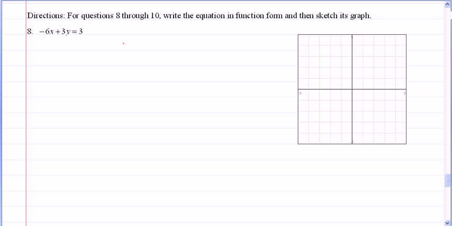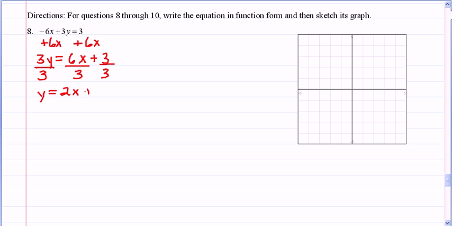For numbers 8 through 10, write the equation in function form and then sketch its graph. So we'll still make a t-table, but what we're going to do first is just change the form so that it's in function form, and that means get the equation so that it's y equals. And when we add 6x over, we have 3y equals 6x plus 3. And the last step in getting this in function form is to divide everything by 3. And I have y equals 2x plus 1.